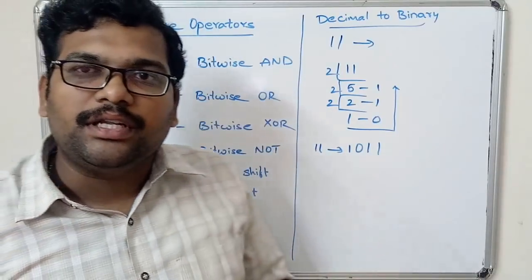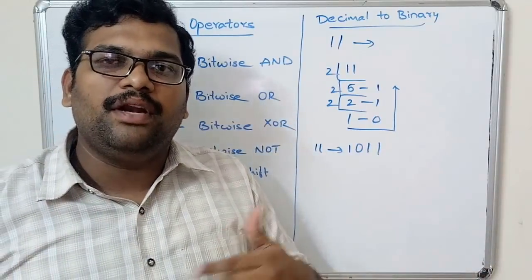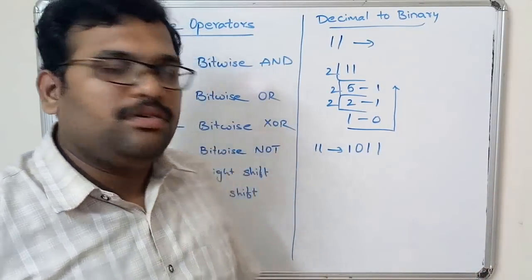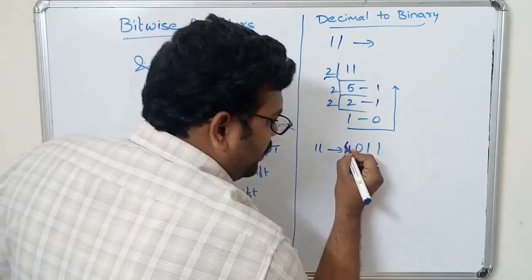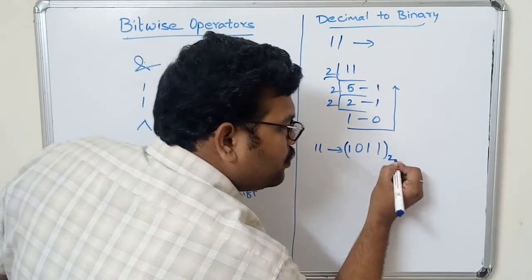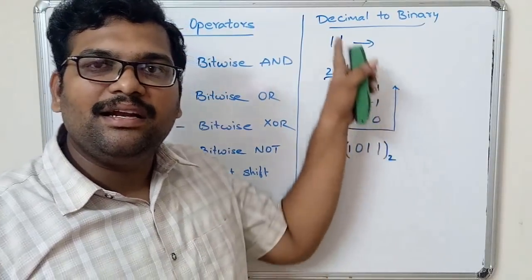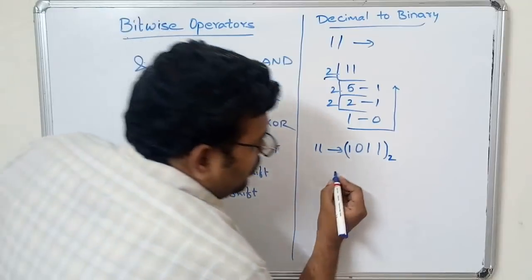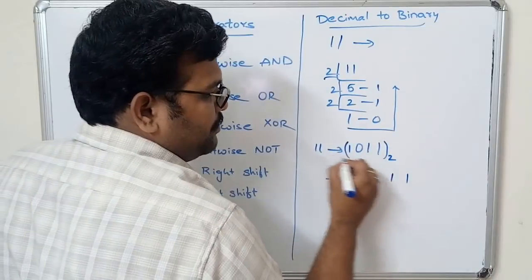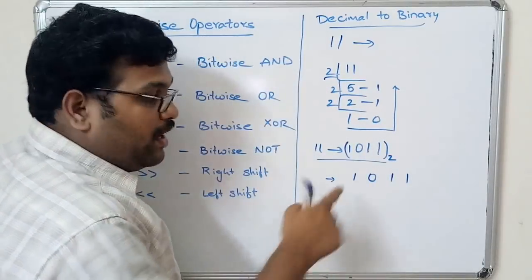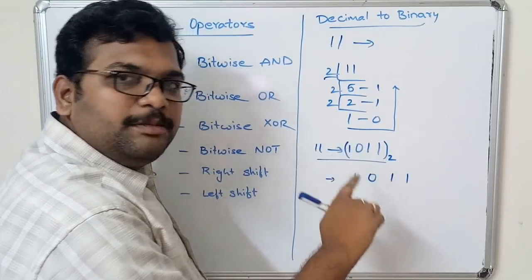Now what is the reverse procedure? That means binary to decimal. How is the binary equivalent converted into decimal? That is also a simple step. Here we write 1011 base 2. If it is base 2, it is a binary value. So write down 1 0 1 1. Let us take the example of 11. Now we are converting this 1011, which is the binary equivalent of 11, into the decimal value, that means 11.